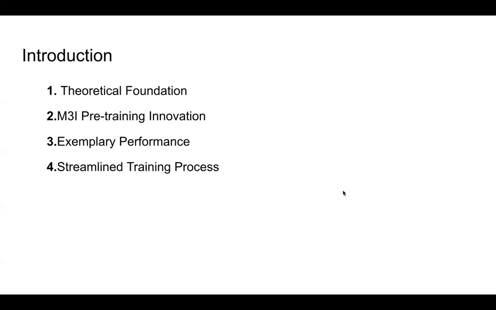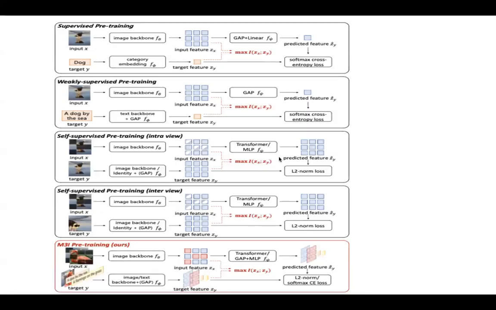Now let's go forward with the related work. Before going to the related work, these are the five different training methods: supervised, weakly supervised, self-supervised, and self-supervised inter-view, which focuses on a single view, and inter-view, which focuses on multiple views. In the inter-view one, the accuracy will be higher, and multiple types of information are combined. And this is our M3I pre-training, which is a single stage. Let us discuss all these methods in the next slide.